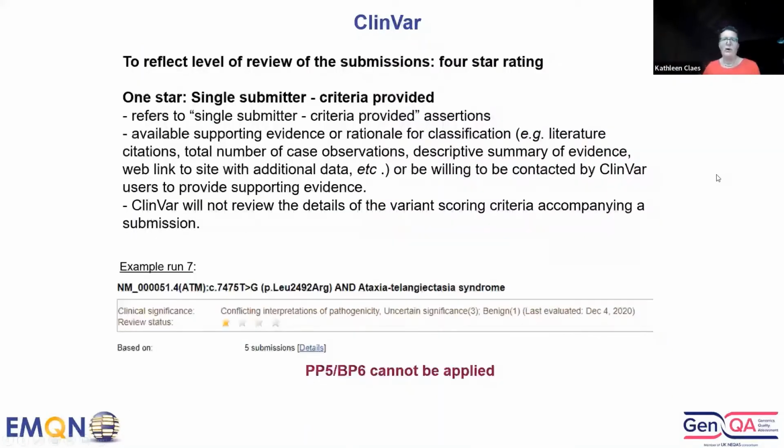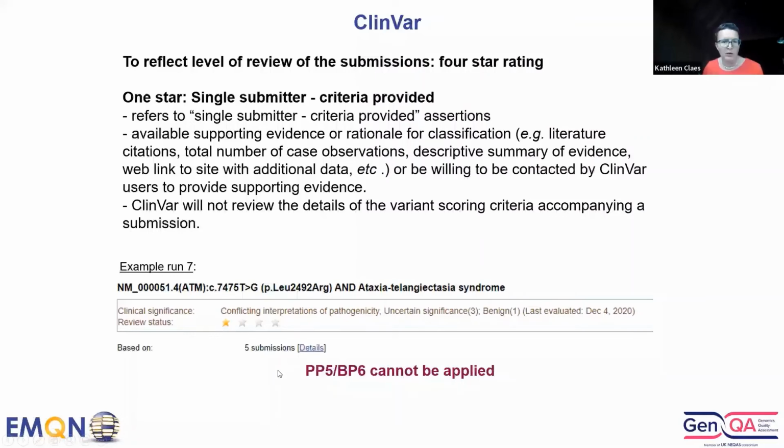To give you an idea about the reliability of the classification in ClinVar, they use a four-star rating system. So if a variant has only 1 star, this means that there is only a single submitter who has submitted this variant and who provided criteria. So for instance, you have here a variant from run 7 that was submitted by 1 lab.